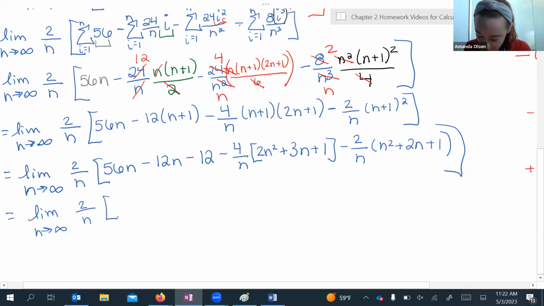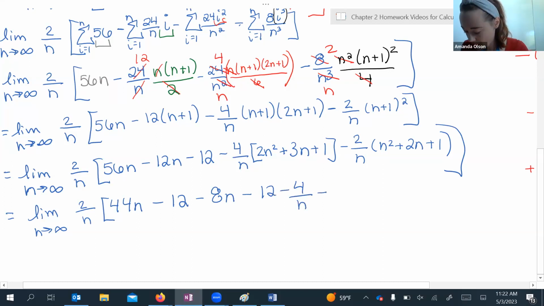2 over n, 56n minus 12n. We can combine those, I suppose. This is going to be a 44n minus 12 minus, here the n's will cancel. We have minus an 8n. We'll have minus 12 minus 4 over n minus 2n minus 4 minus 2 over n.